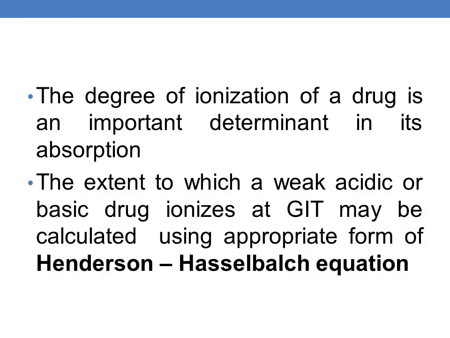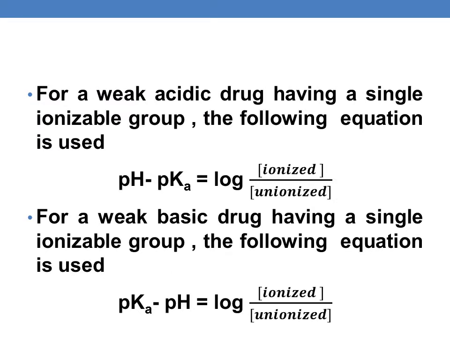The degree of ionization of a drug is an important determinant in its absorption, and the extent to which a weak acidic or basic drug ionizes at GIT may be calculated by using the appropriate form of the Henderson-Hasselbalch equation. That is, for a weak acidic drug having a single ionizable group, the following equation is used: pH minus pKa is equal to log ionized by unionized.